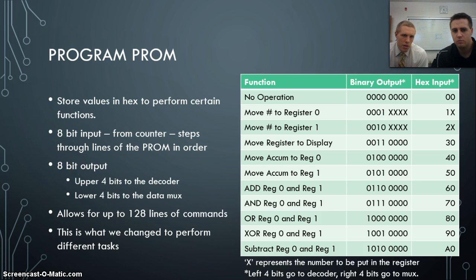numbers. And so you'll see really quickly here that the 4 upper bits go to the instruction decoder, which tells the processor how to work, and the lower 4 bits are the data that gets loaded into the mux and then into the register file, as you'll see here. Our PROM, or our ROM, is a 128 by 8, which allows for up to 128 lines of commands, which gives us a variety of things that we can use to accomplish all the tasks that we need to with this PROM and this CPU.